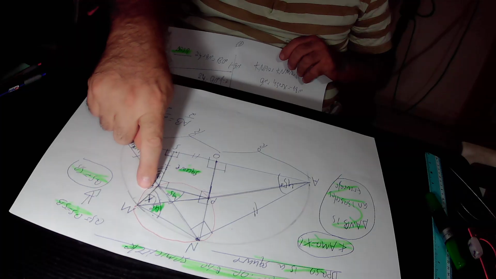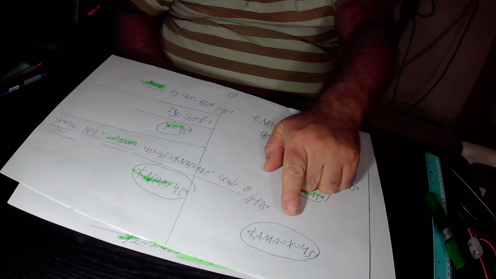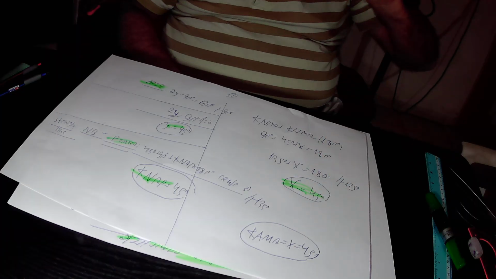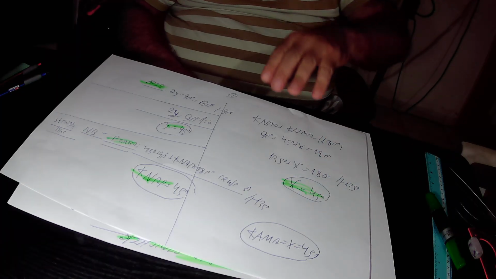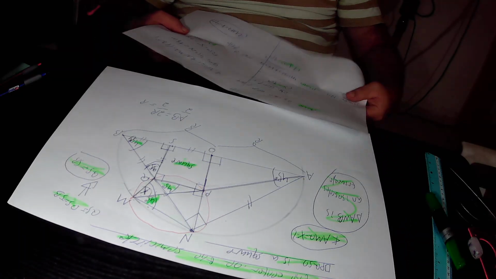Angle AMC equals x. The missing angle AMC, which equals x, is 45 degrees in size. So we finished the first question. Next, I will present the second question and solve it in this lecture.